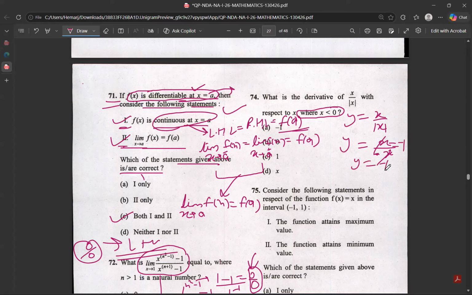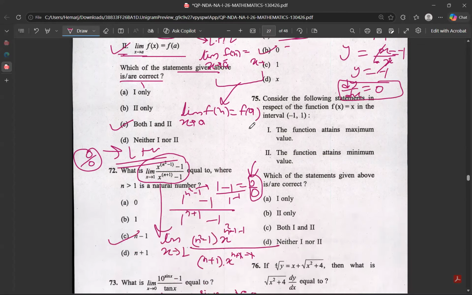We have to do the derivative with respect to x, so for y it will be dy by dx, and for minus 1, which is a constant, the derivative is 0. 0, option B. Let me clear it. So for question 74, answer is B, 0.